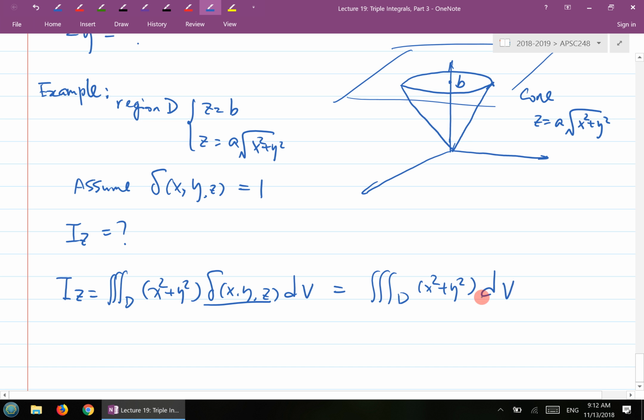Next step is exactly what I mentioned. What coordinate system shall we use to evaluate this triple integral? What do you think? Which one would you pick? Cylindrical. Okay, good. I would pick cylindrical. Spherical would also work actually, so you can try. But let's use cylindrical.